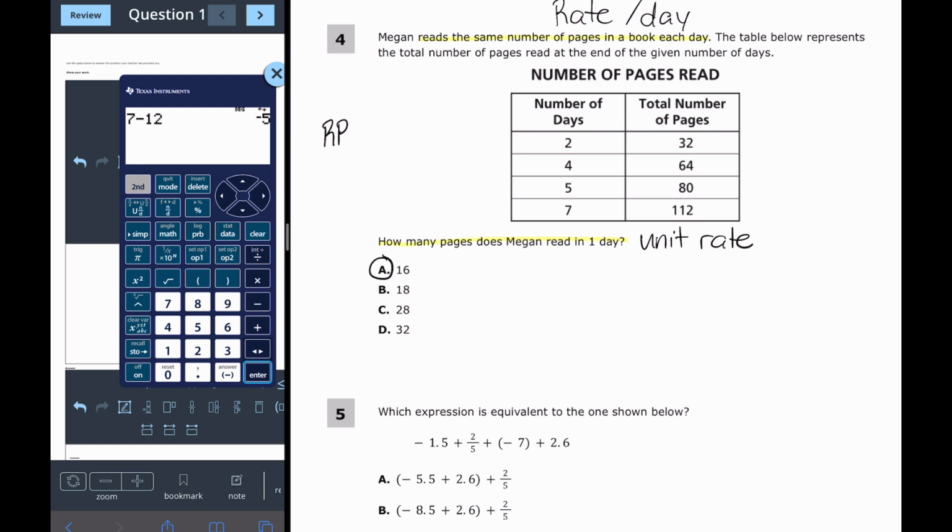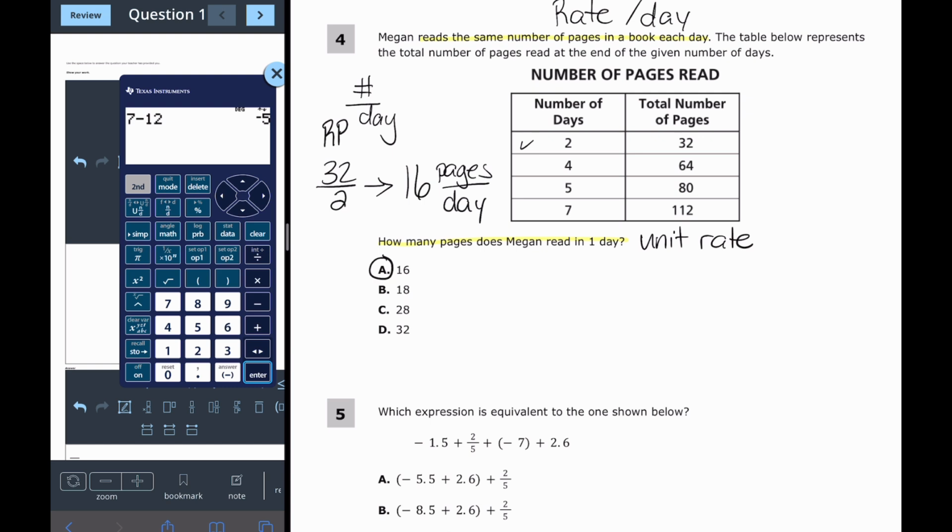So what we're going to do here, because we want to know the number of pages per day, I'm going to just make rates out of all 4 of these. So we're going to start with the first one, 32 pages over 2 days. And I can simplify that. 32 divided by 2 is 16 pages per day. This should be true for the rest of it because they're saying it's a rate that she reads the same number every day.